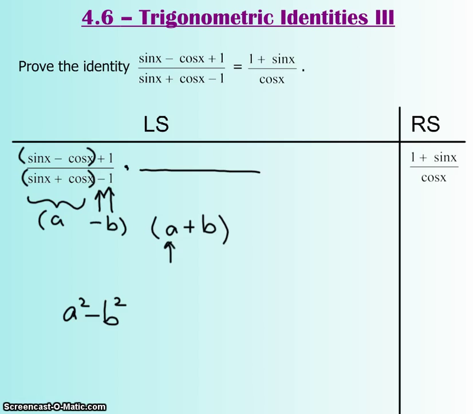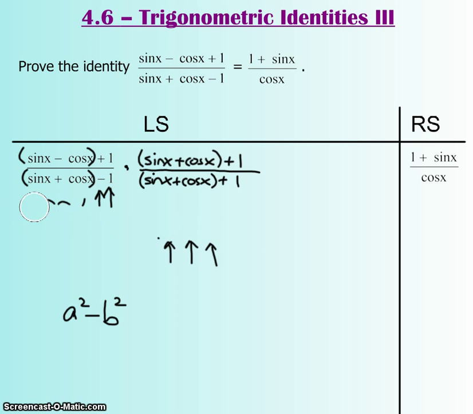Your a is sine x plus cos x plus your b, which was 1. Okay, now remember, you have to have the same thing on the top so that this entire fraction equals 1. Because otherwise, it doesn't really make sense. You've changed the original equation, well, expression. Okay, so what exactly does this do?